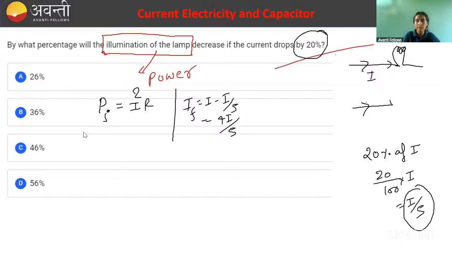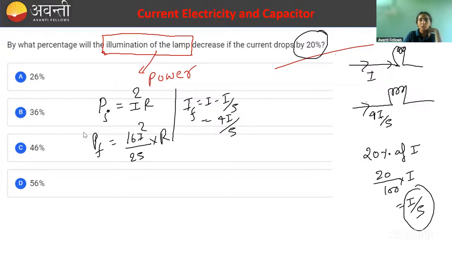Now in the final case, let's draw it like this, current is this way. Then what will be the final power? It is I square, that is 16I square by 25, if I'm not wrong, and this into R. Now, by what percentage will the illumination of lamp decrease? By what percentage is it decreasing?